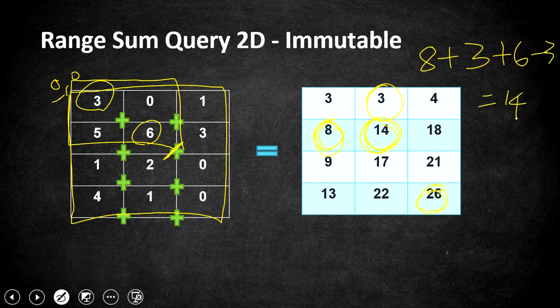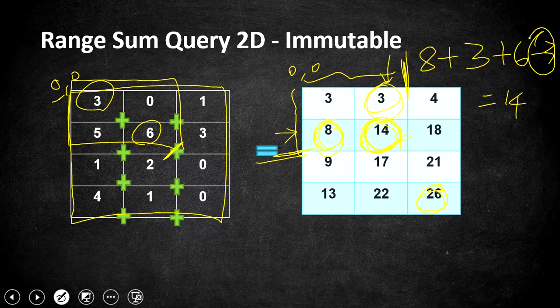So how do we say that? Because here 8 is nothing but the sum from 0 comma 0 till this particular row. In the same way, 3 here is nothing but the sum from 0 comma 0 till this particular column. So here the overall sum will be the sum till this row and till this column plus the current value. But why are we subtracting 3? Because while calculating from 0 comma 0 to that particular column, we are also considering 0 comma 0, that is 3.